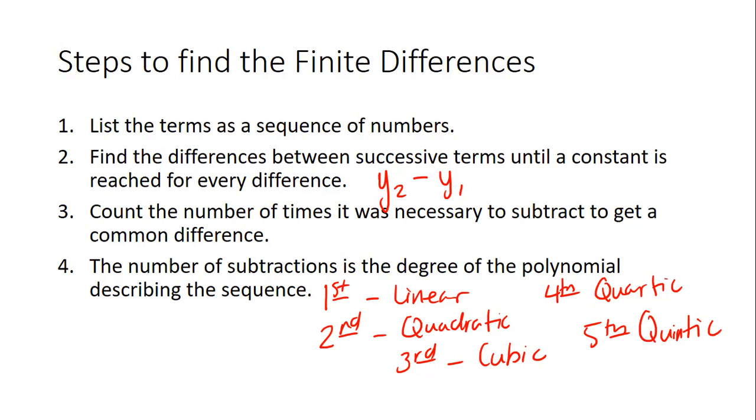Are you ready to try? Five is quintic, like quintuplet. Quintic.